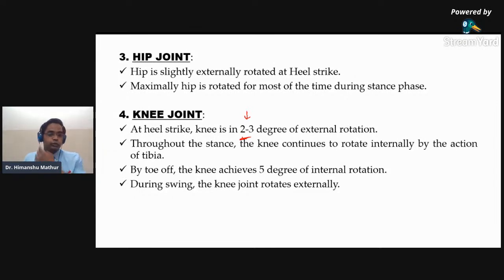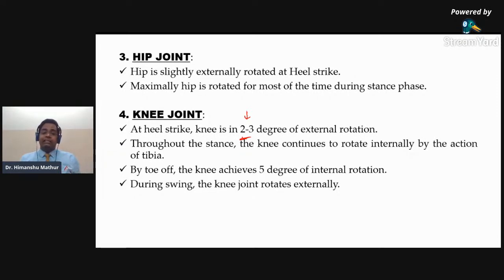Okay. Now throughout the stance, the knee continues to rotate internally by the action of the tibia. So usually by the rest of the stance phase, the tibia would rotate internally. But during the toe off, the knee achieves 5 degrees of internal rotation. Okay, so there is a significant 5 degrees of internal rotation achieved by the tibia at the time of the toe off.